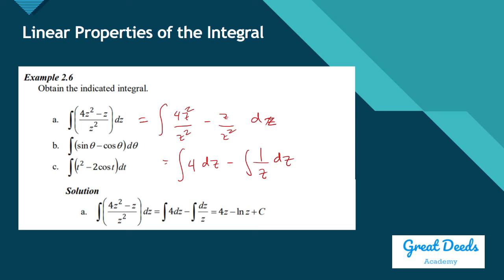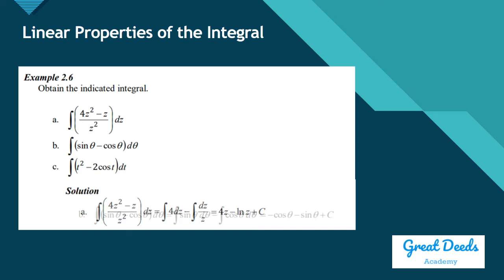And so we apply our power rule. The integral of 4 dz is 4 times z. And the integral of dz over z is ln of z. And then don't forget plus c. How about this one? This one should be easy. The integral of sine of theta d theta is negative cosine of theta, minus, what is the antiderivative of cosine of theta? It is sine theta. And then plus c again.